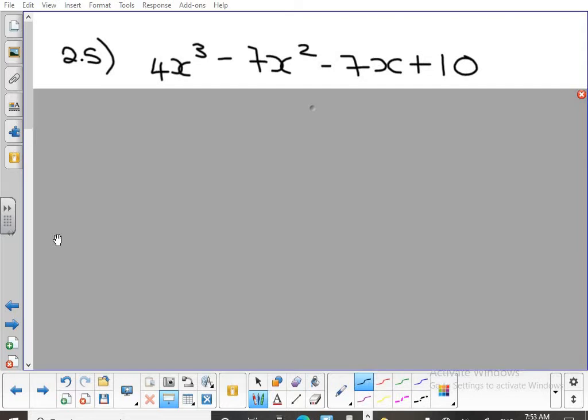So 2.5 and 2.6 I already did on the board. So 2.5 said 4x to the power of 3. Someone by the door, yes. So it's 4x to the power of 3 minus 7x squared minus 7x plus 10. That was given to me.